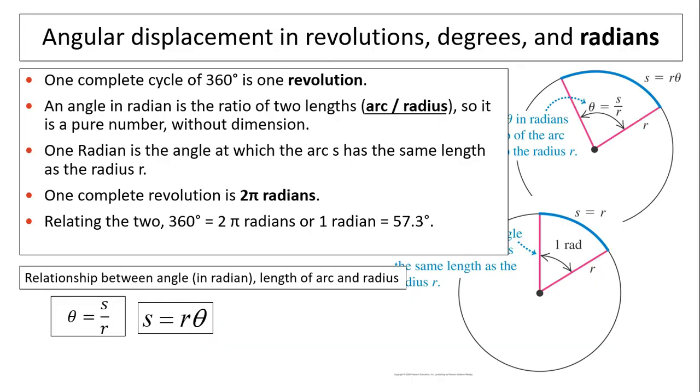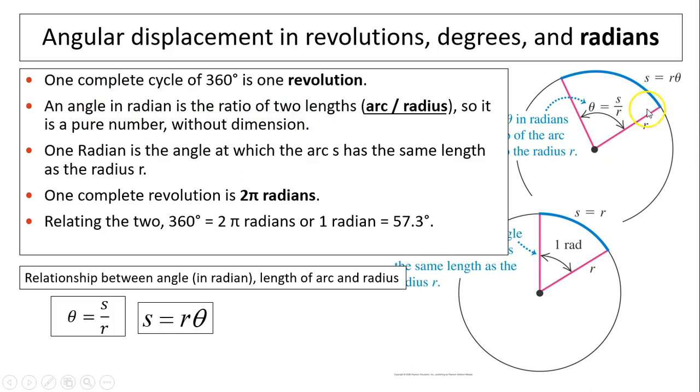So let's take a look at the relationship between displacement in revolution, degrees, and radians. So one revolution is going one round. So going from this position, going one round, going back. In one revolution, there are 360 degrees. Now, the radian is the ratio of two lengths, the length of this arc and the length of the radius. So it is a pure number without a dimension. So that's called a radian.